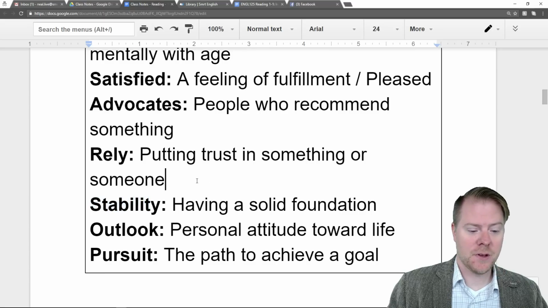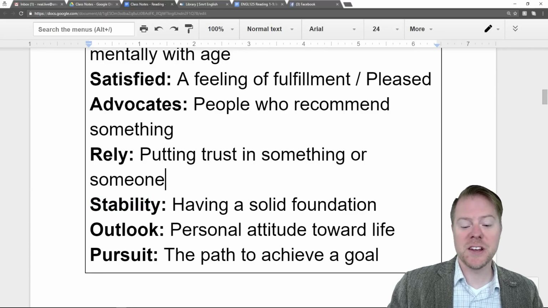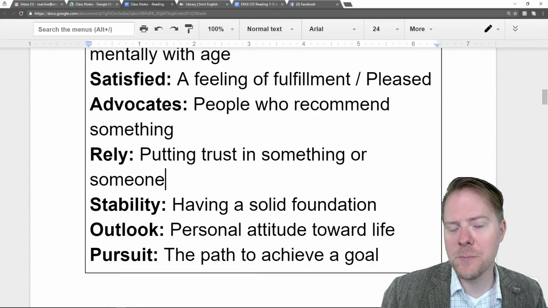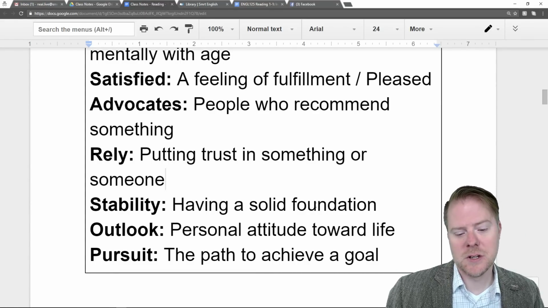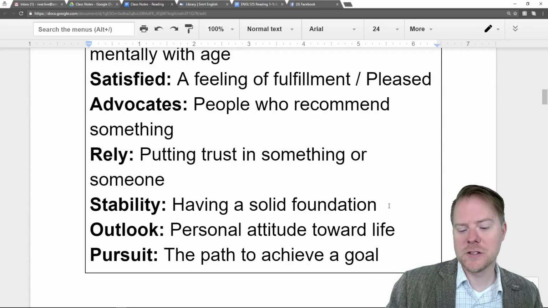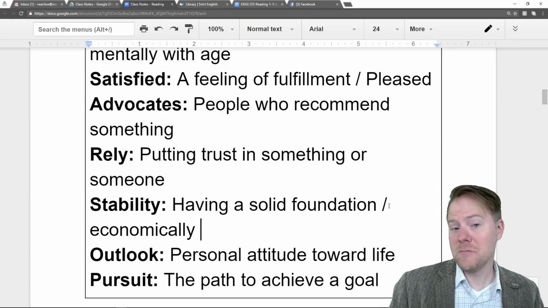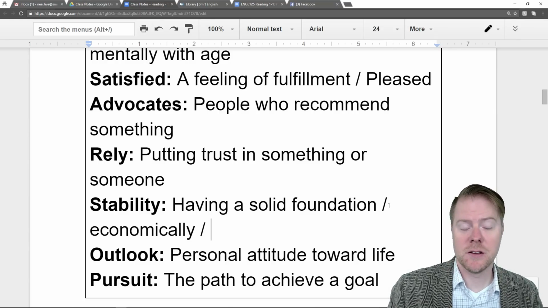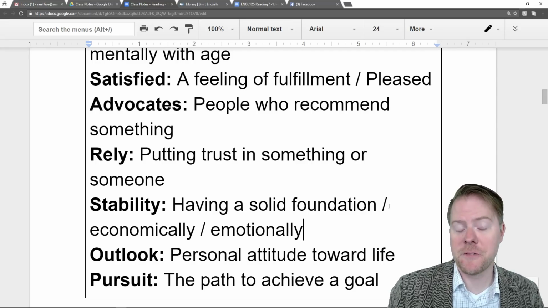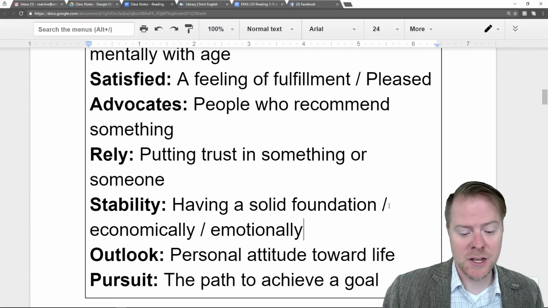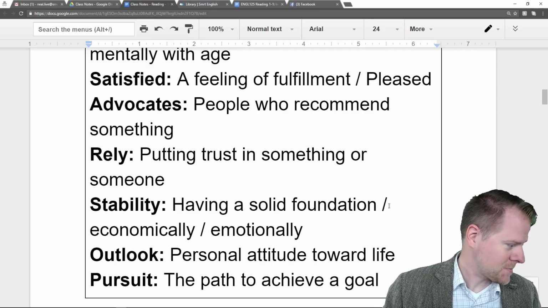Stability, having a solid foundation. And a foundation is like in a building, it's a basement. We can say this can be economically. If you have a lot of money, you have stability. It can be emotionally. If you have friends and family you can rely on, you have stability. So there's many ways to have stability.